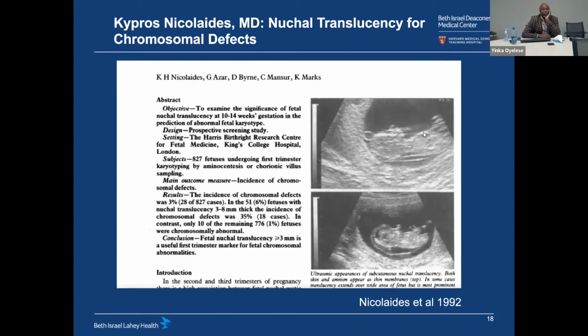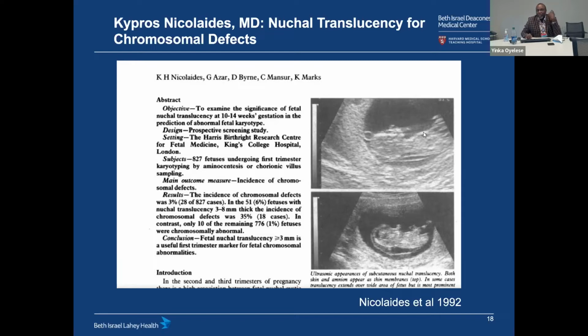In 1992, Kypros Nicolaides and his group in London looked at Down syndrome, and at that time, if you were over 35, you had an amniocentesis, and they actually did amniocentesis even in the first trimester in those days. What they found was that in the women coming for amniocentesis, if the neck thickness was increased, it was more common in Down syndrome, and therefore increased nuchal translucency was a useful marker for chromosomal abnormalities.